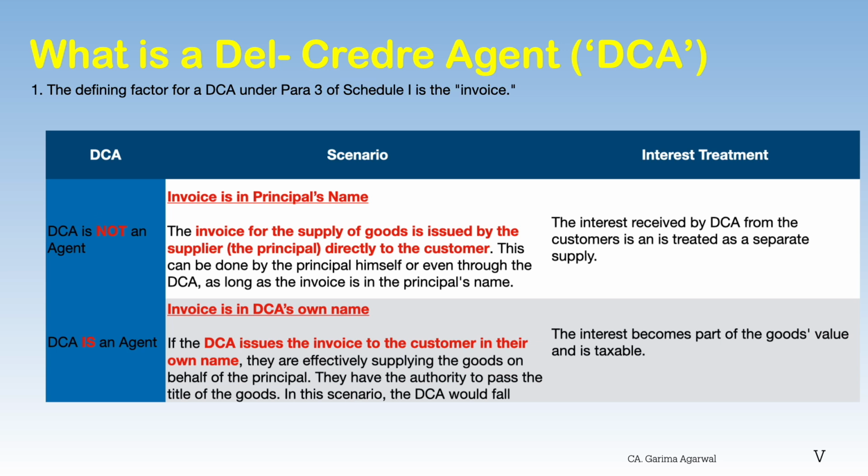Consequently, under Section 15(2)(d) of the CGST Act, we will also discuss this separately when we do valuation, any interest or late fee charged for delayed payment is included in the transaction value. This means that the interest charged by the DCA must be included in the value of the goods, and GST will be applicable on the total amount including that interest value. And this only happens when the DCA is an agent under Para 3 of Schedule 1.